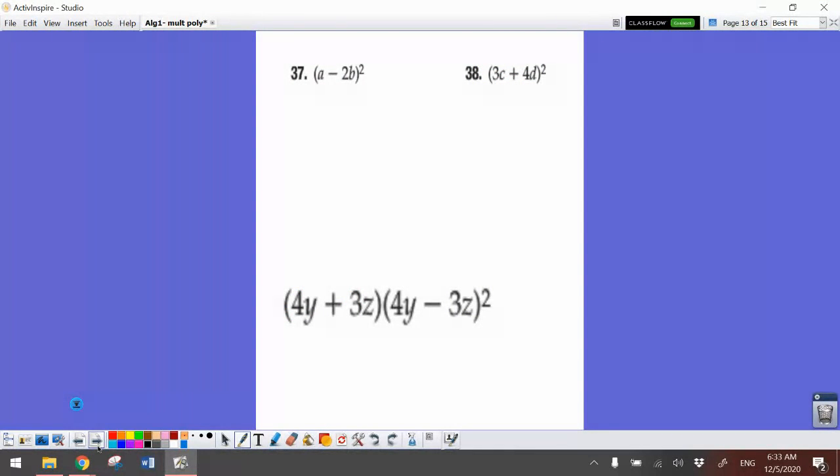Okay, go ahead and see what you can do with these. Again, area method of choice, doesn't matter.